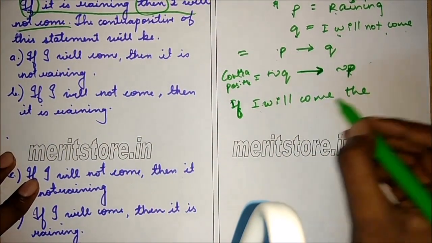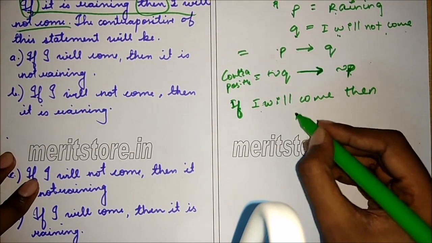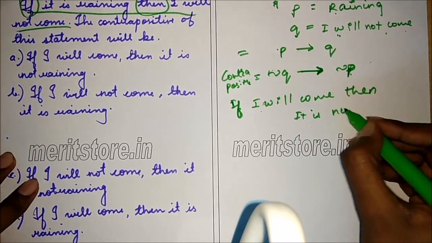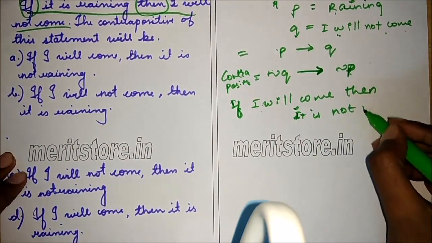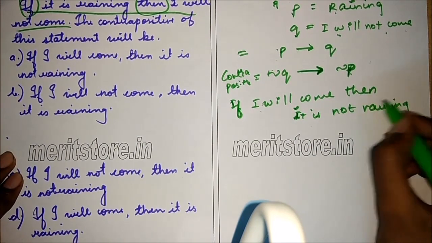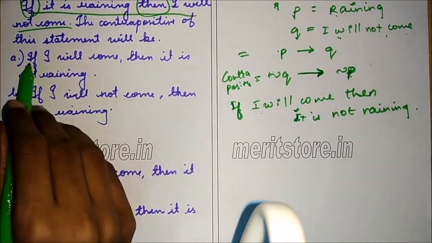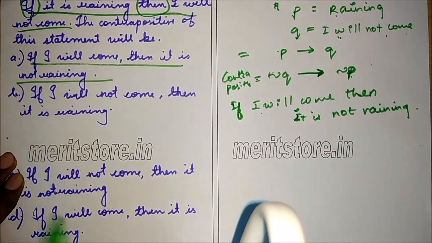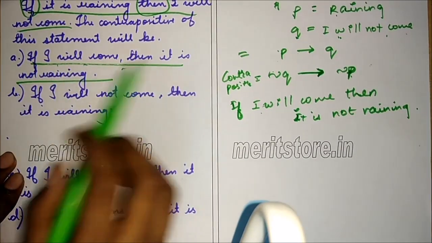So if I will come, then it is not raining, which matches the description of option A, which is if I will come, then it is not raining.